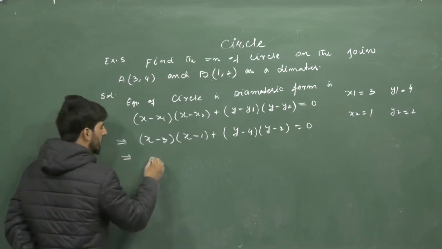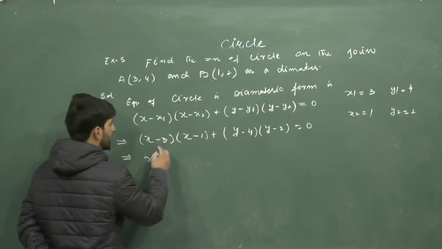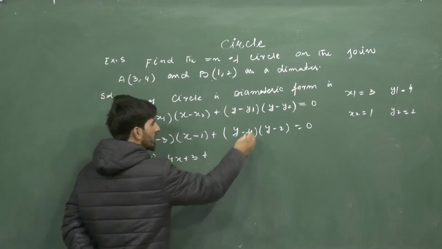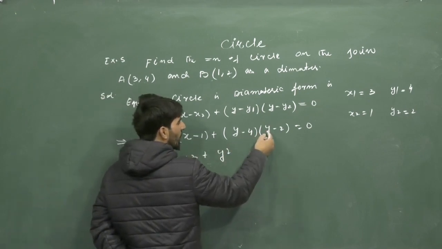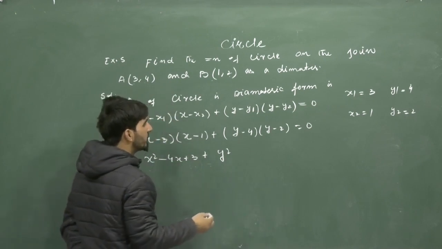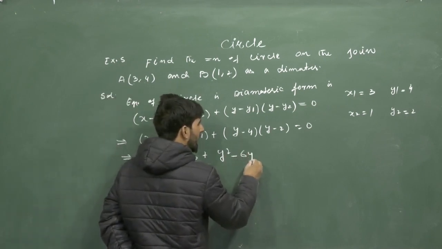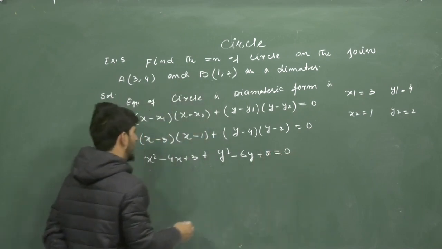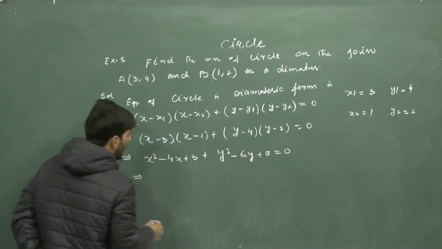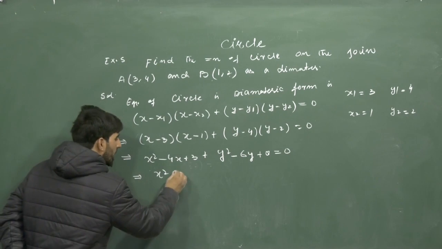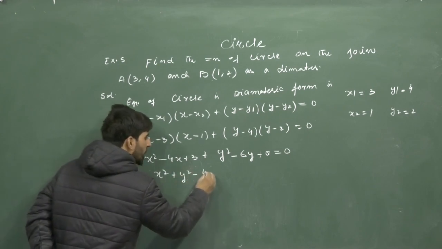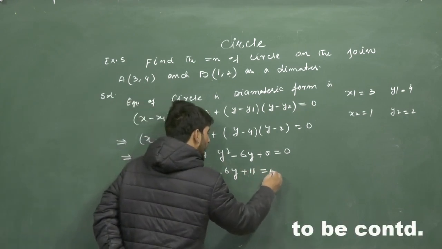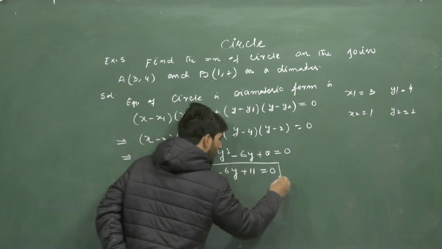So by actual multiplication, this is x^2 - x - 3x + 3 + y^2 - 4y - 2y + 8 = 0. So we get x^2 + y^2 - 4x - 6y + 11 = 0 will be the equation of the circle.